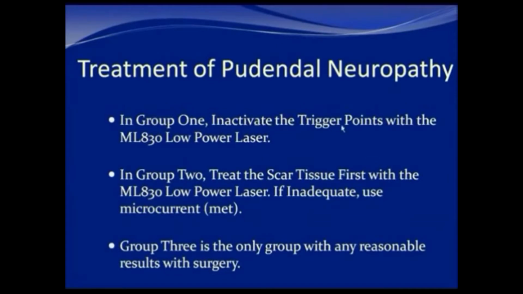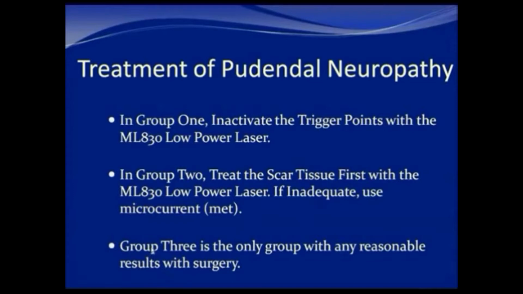In the first group, where there are clearly myofascial components, and they're probably the only components, just use the low-power laser to inactivate the trigger points. In group 2, where scar tissue is a problem, you can try to treat both the nerve and the scar tissue first with a low-power laser. If this is inadequate, you may need to use microcurrent, which also will effectively treat scar tissue.